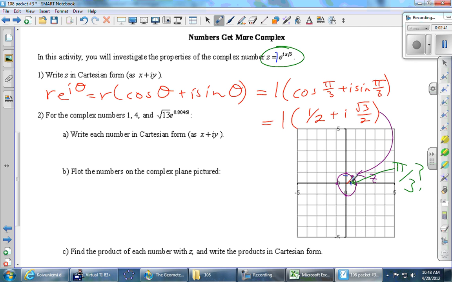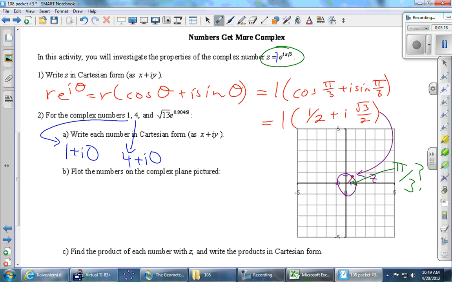Okay, so let's take a look at number 2. Number 2 says we have these complex numbers. Single 1 by itself, single 4 by itself, and then the crazy one, root 13 e to the 0.8 i. So first thing you want to do is write each number in Cartesian form. That's what Cartesian form means. It's x plus i times y. 1 plus i times 0. That's the only way to make a 1. Fair enough. I can do the same thing with the 4. 4 plus i times 0.